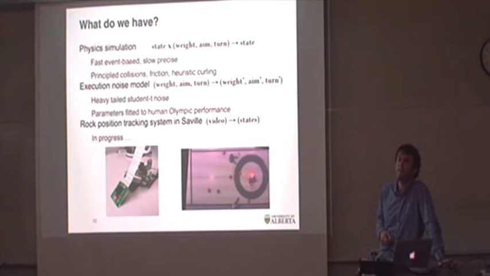May I say something? Yep, sure. Since you are already building the system to track the game, would it make sense to instrument the stick or whatever, to get the weight information and angle information and all of that? Yes, that's also something we are working on. We would like to put a reflective sticker on the broom so that we know where they are aiming. Yeah, that's a good idea.